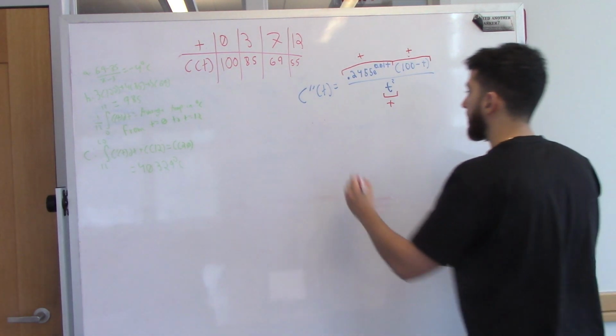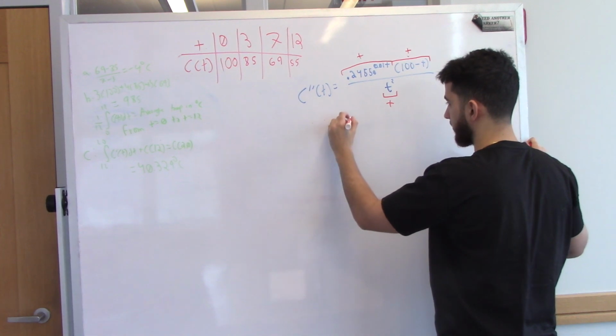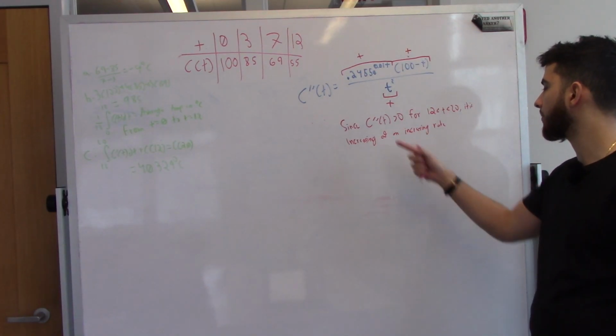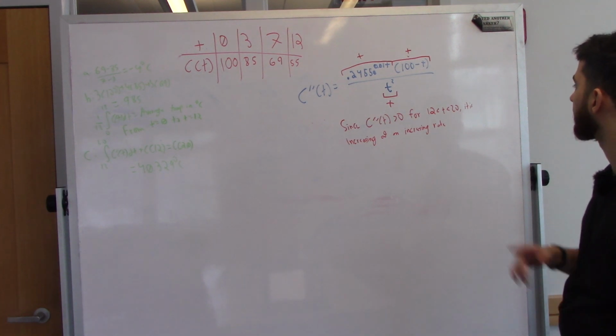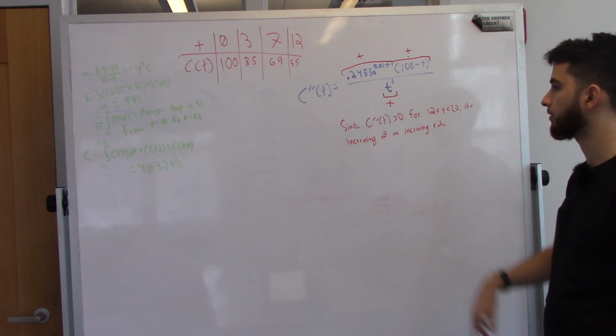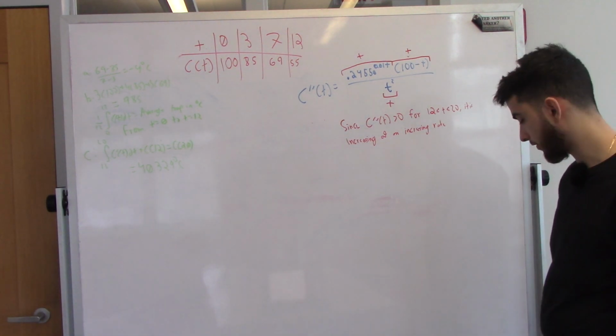If you just go and write some sentence along the lines of, since c double prime of t is greater than 0 for the interval 12 to 20, it is increasing at an increasing rate. That'll give you the point. And that's the first FRQ.